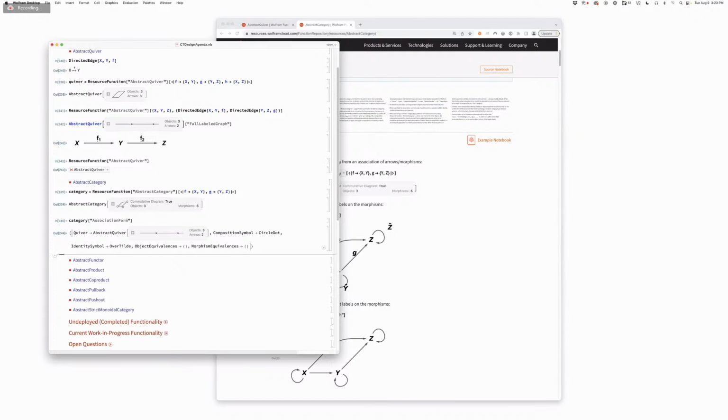Okay, it has its quiver. Every category is generated by the quiver. You can think of the arrows in the quiver as essentially providing algebraic generators for the category, if you like. Then you've got a composition symbol, a symbol that represents identity morphisms, and then lists of object and morphism equivalences.